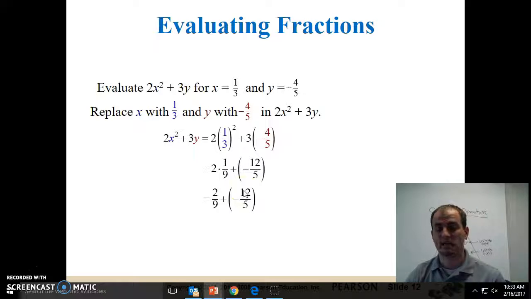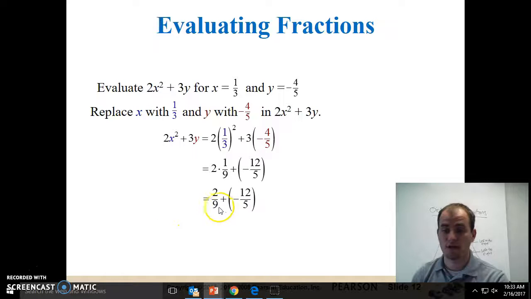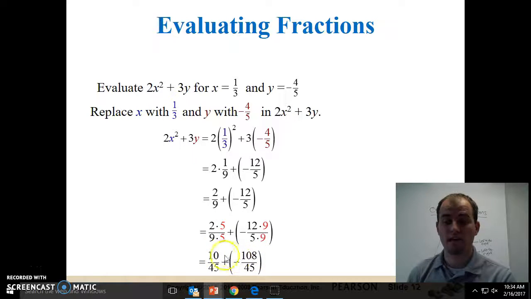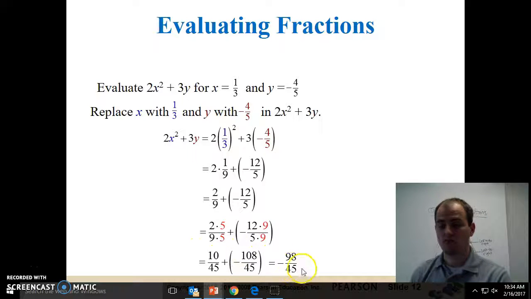Now we have to add. Remember, to add you have to get a common denominator. Looks like that common denominator would be 45 as the smallest number they both go into. So the first one we have to multiply by 5 over 5, which would give us 10 over 45. The second one we need to multiply by 9 to get 45, which would give us negative 108 over 45. Now we can add them together. 10 plus negative 108 is negative 98 over 45.